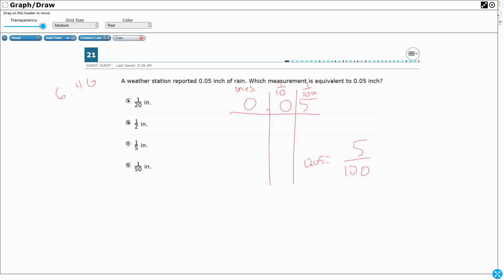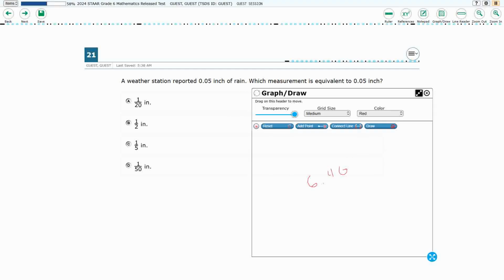Now I need to simplify this. So I need to think, what number can I divide into both numbers, right? And at this point, it's going to be 5s, because 5 is a prime number, so it's got to be 5. And that's going to be 1/20. So that's going to give us our answer of A.